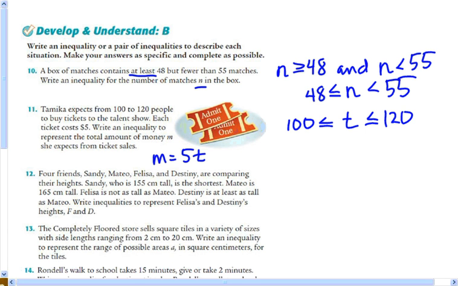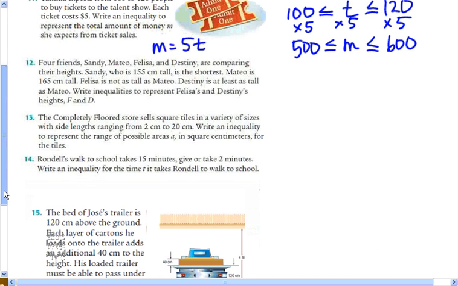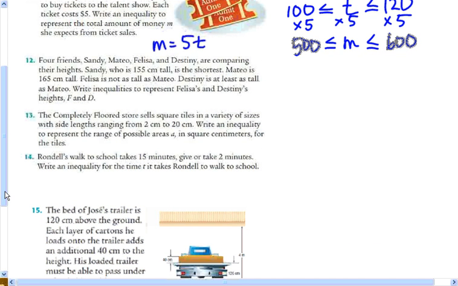But the amount of money she gets is 5 for every ticket she sells. So I need to multiply these by 5. And when I do that, I get $500 would be the least she's going to get. And 5 times t is equal to the money that she gets. And the most she would get is 120 times 5, which is 600. Okay. I think I'm going to do number 12 in class. I like that one. Talk about that.